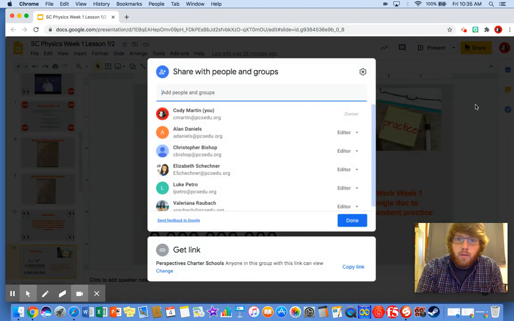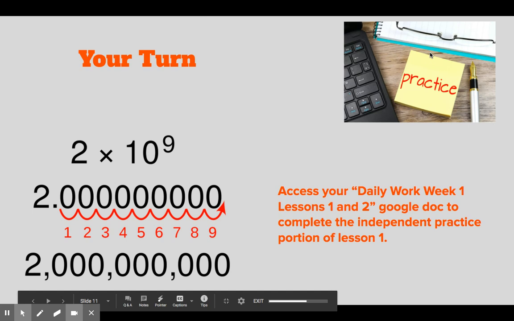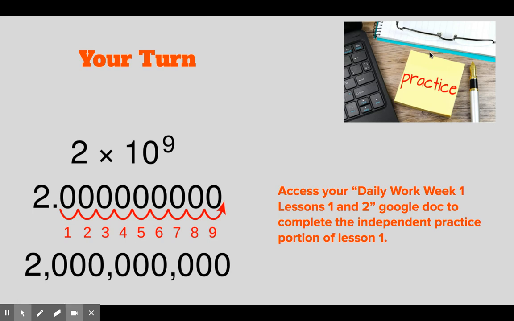I don't want to share this. I want to go and present. All right. So those were 4 examples. Well, this loads. There it is. Those are 4 examples of scientific and standard notation problems. We had positive, we had negative exponents.